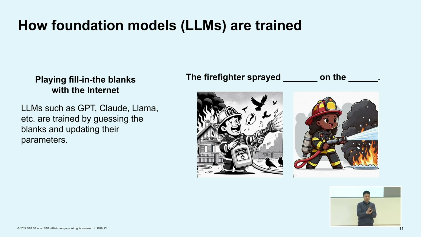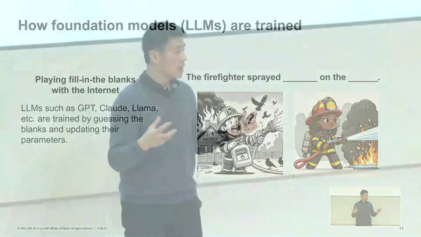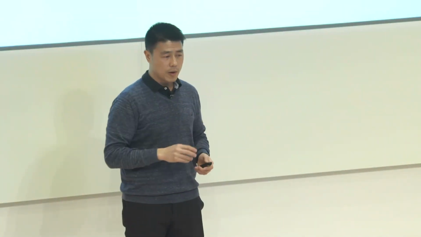And that's what's really happening. These models are trained on the text of the internet by playing fill in the blanks, and that's why they're able to generate text that sounds really like what a human would write. And that's what's happening as these models are trained.